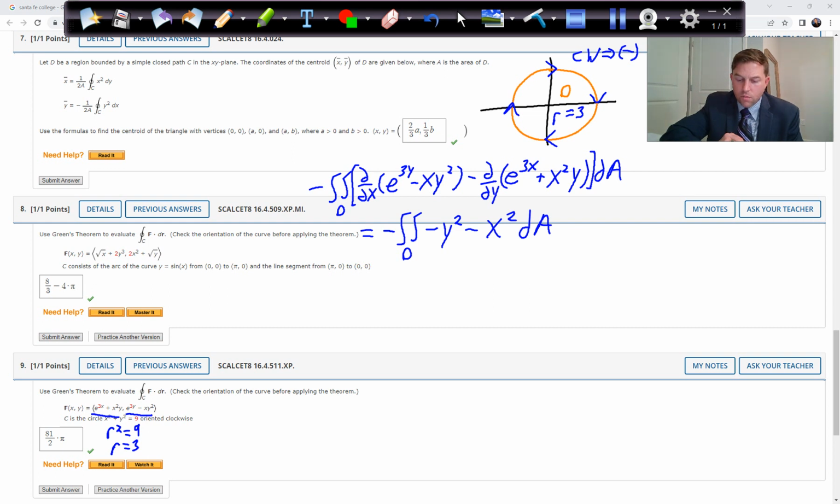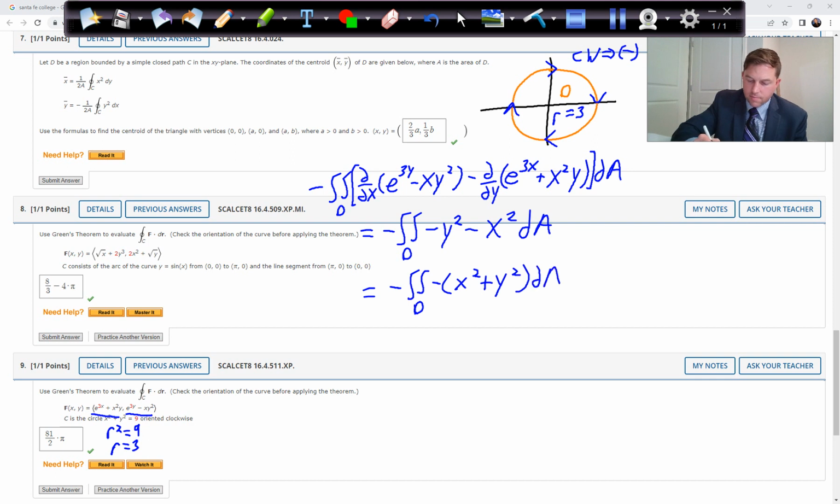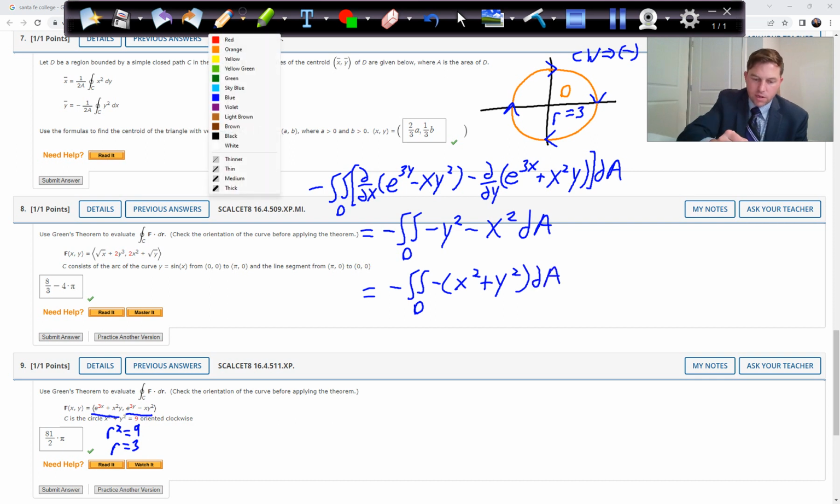But let's use polar coordinates since we're dealing with a circle. So we can change this. First off, I can factor out a negative. So this is like negative times negative x squared plus y squared dA. And then those two negatives will cancel. So that will cancel with that.